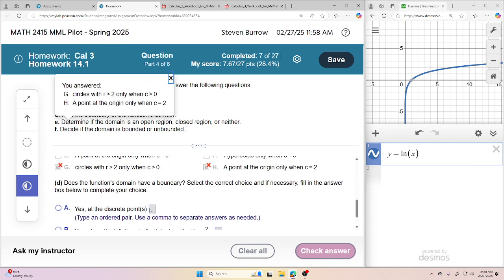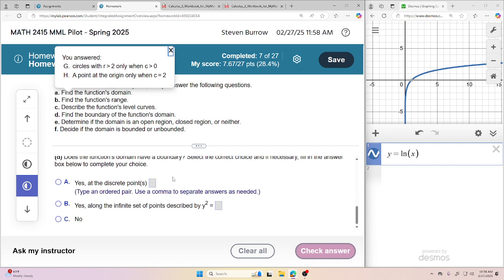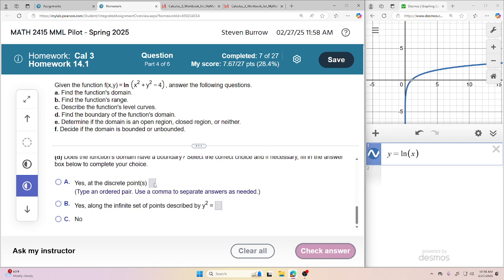Domain have a boundary. Man, this is dumb. So I'm sorry. I'll record that. I don't care. I have to put these in because this is what is available to us. Level curves are cool. These questions are not. Does it have a boundary? Well, I mean, yeah, it's that circle thing, right?